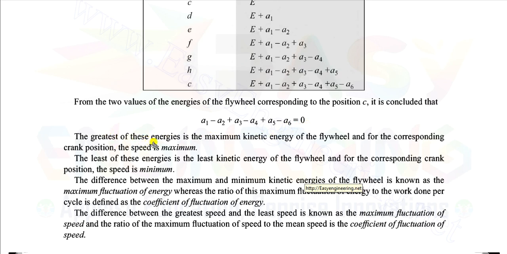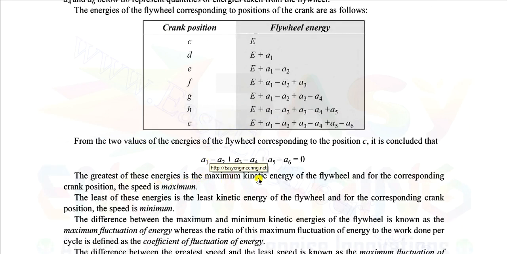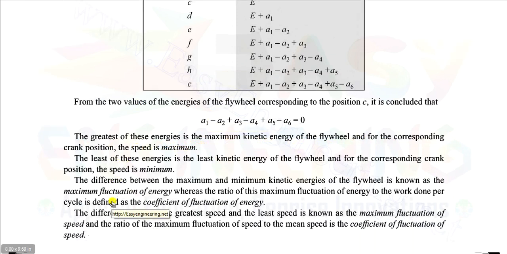The greatest of these energies is the maximum kinetic energy of the flywheel, and for the corresponding crank position the speed will be maximum. Wherever you find the maximum energy, that is the maximum kinetic energy of the flywheel, and for that crank position the speed will be maximum, and similarly for the least kinetic energy. The difference between the maximum and minimum kinetic energy of the flywheel is known as the maximum fluctuation of energy.